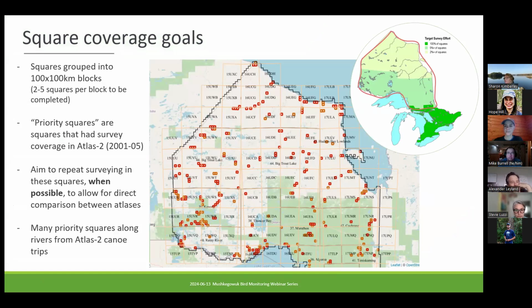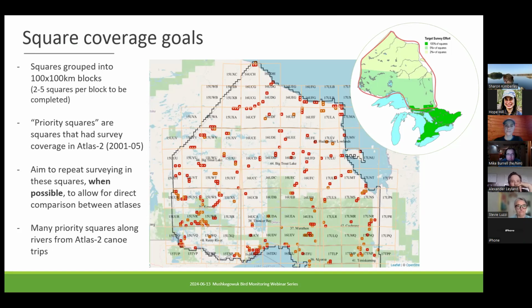So we do have some priority squares that we prioritize. Those are the ones shown in red and orange on this map. Hard to tell them apart, but the red and orange are squares that had good coverage in Atlas 2, which happened 20 years ago. So those are priorities for us to cover again if we can. But if not possible, then it's fine to cover some other squares in that block.